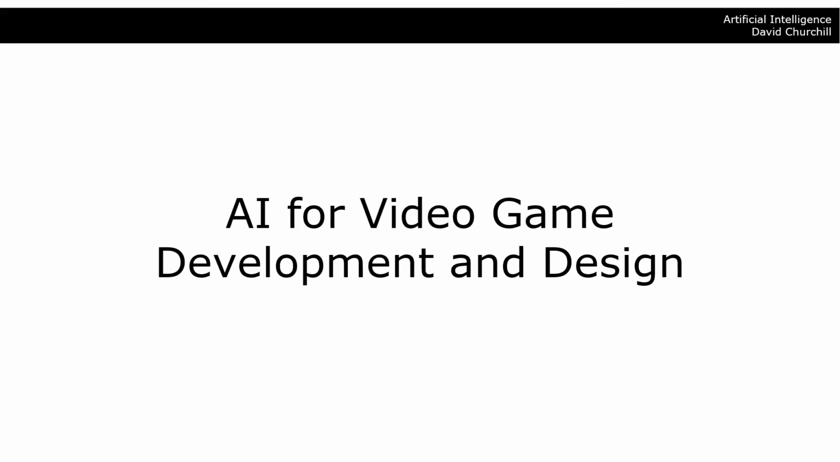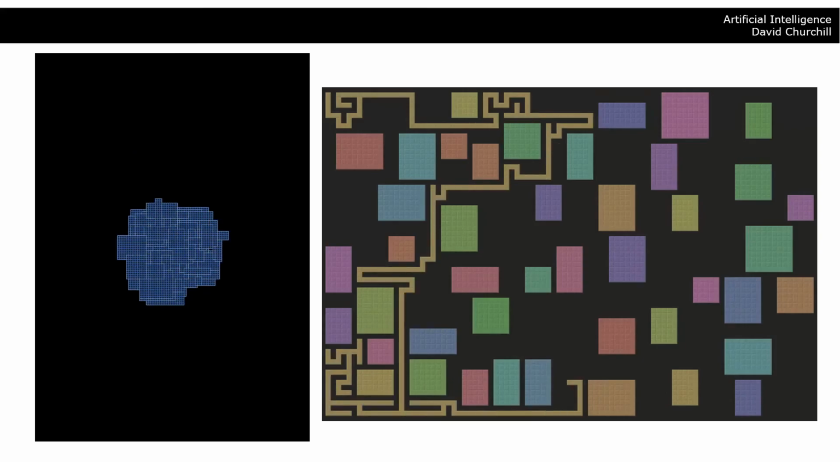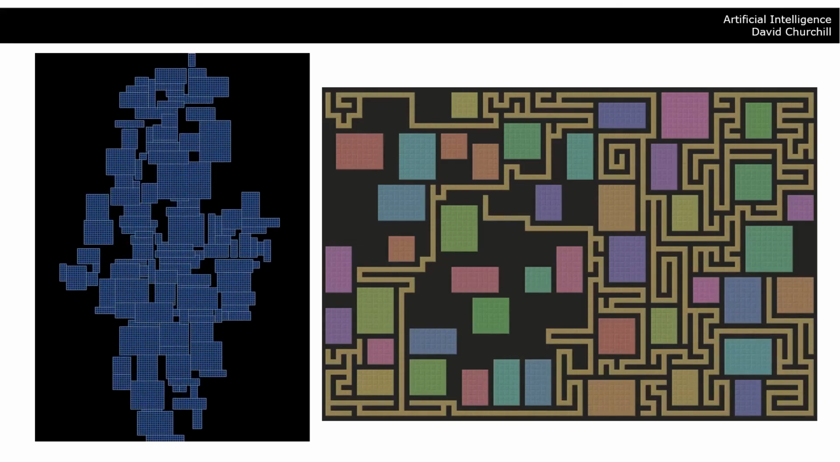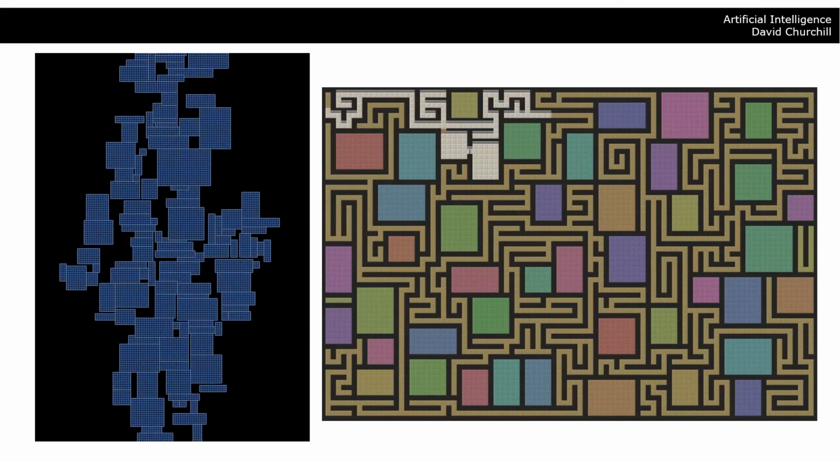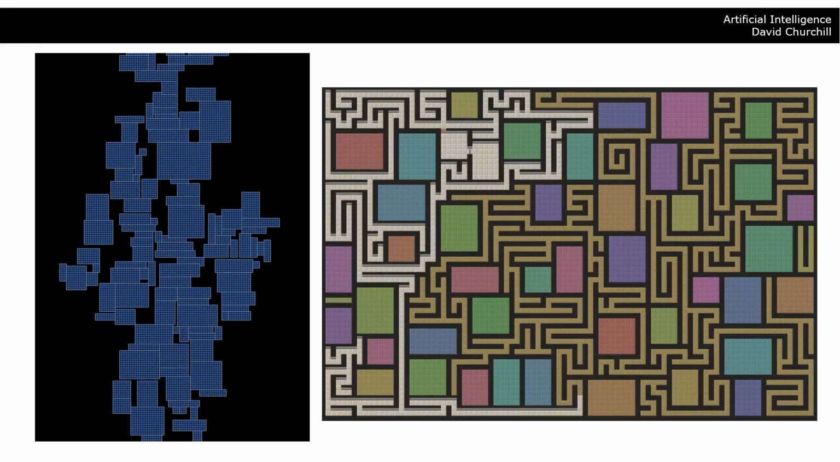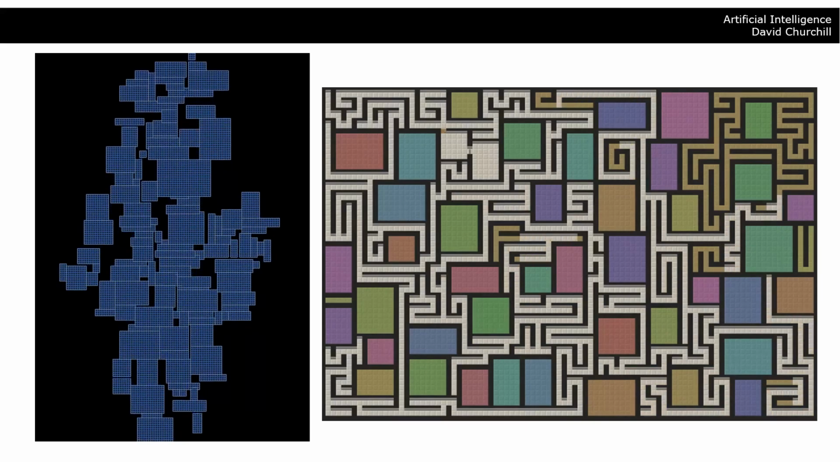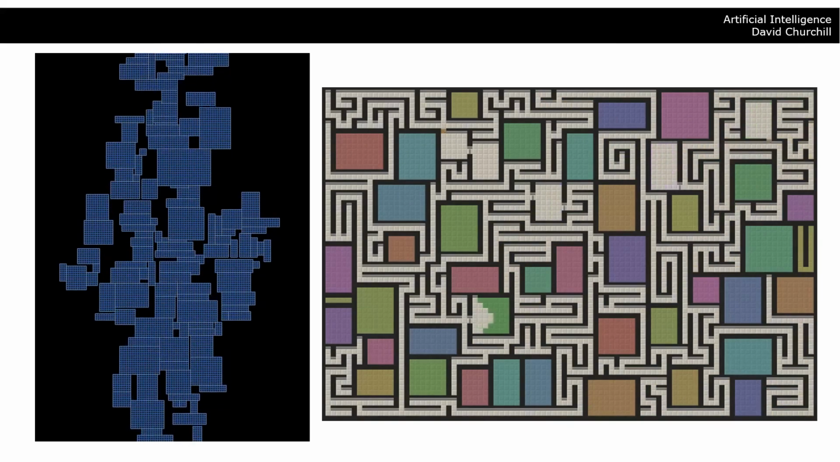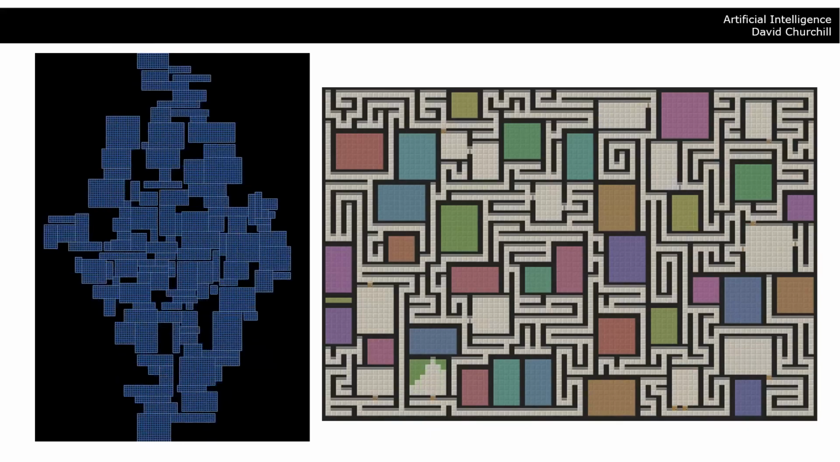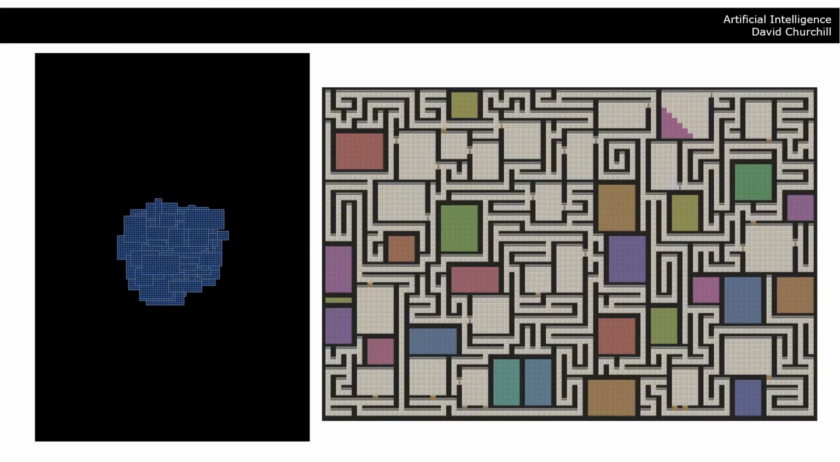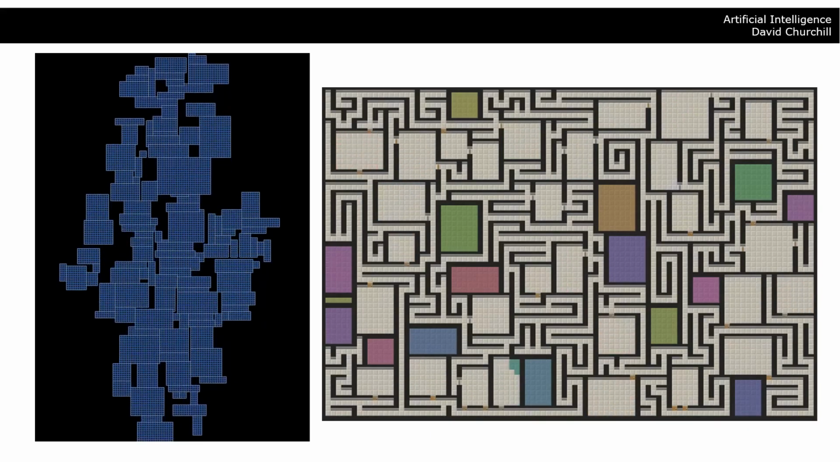We also do projects on AI for video game development and design. For example, we do research in the area of procedural content generation, or PCG, for video games. In PCG, we use AI techniques to automatically generate content, such as new levels for video games. In this slide, we can see one of these algorithms in action, which is capable of generating a near infinite number of dungeon maps for gamers to enjoy.